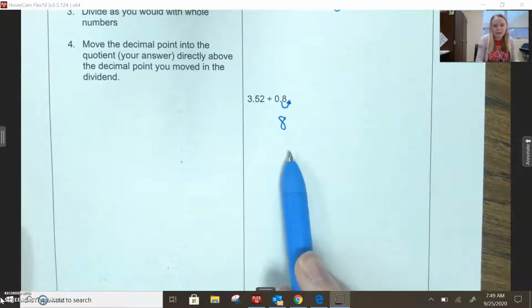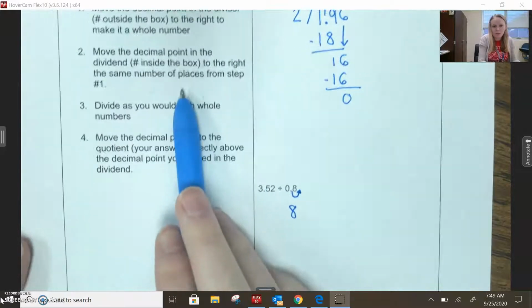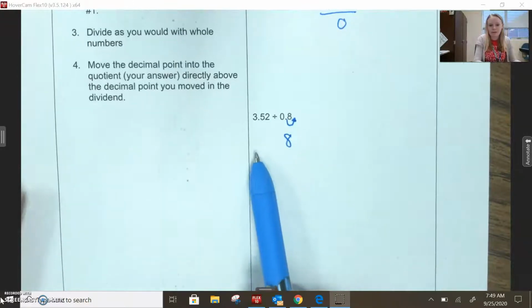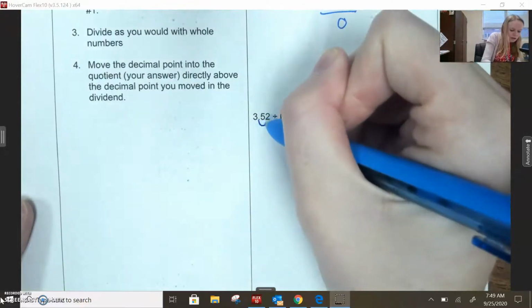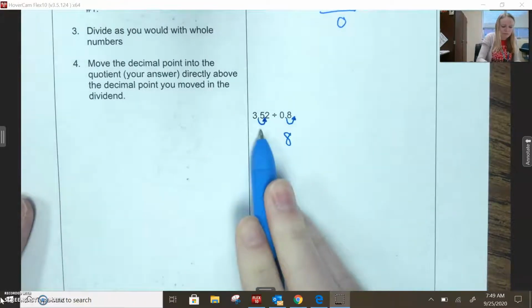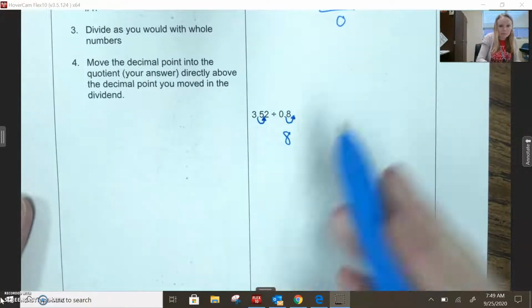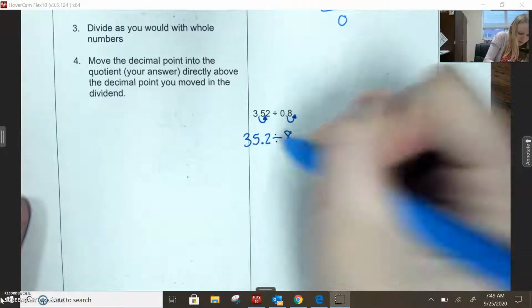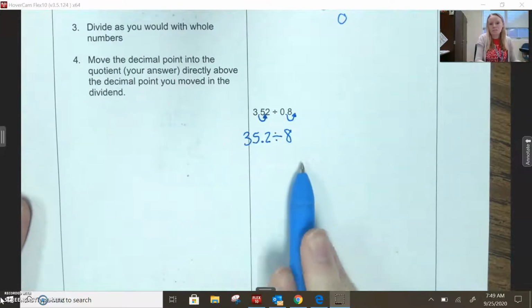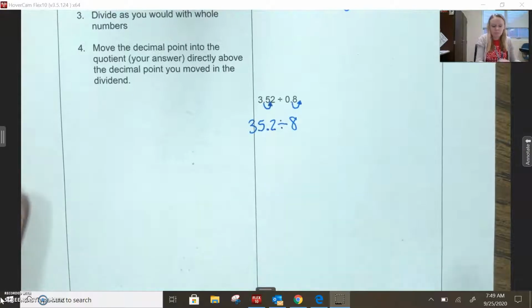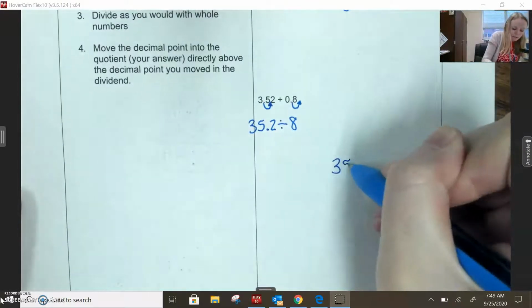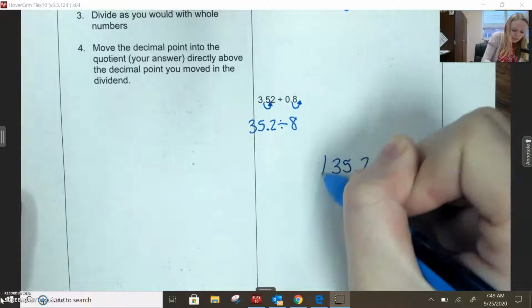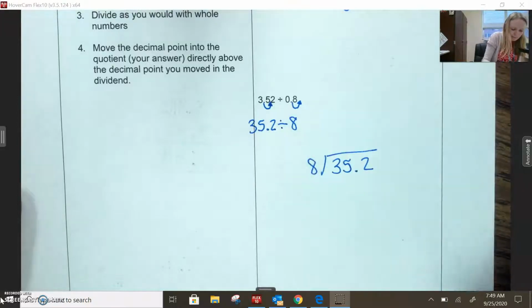But if I move this in the divisor, I also have to move it with my dividend. You can't just do one thing. You can't change one number and then not change the other. So you have to change the other number the same amount of times. So since I moved it once here, I have to move it once here. So now I'm going to have 35.2 divided by 8. So now this becomes my new division problem. So I'm going to set up my long division here, 35.2 divided by 8.